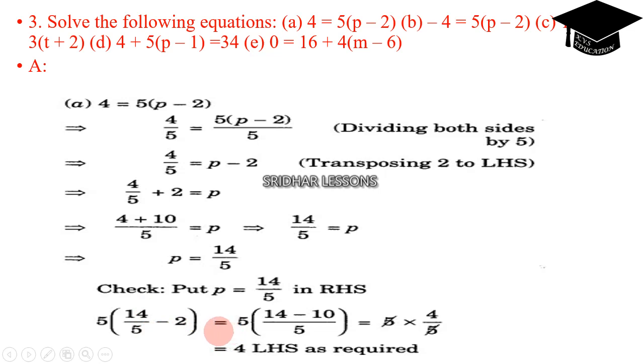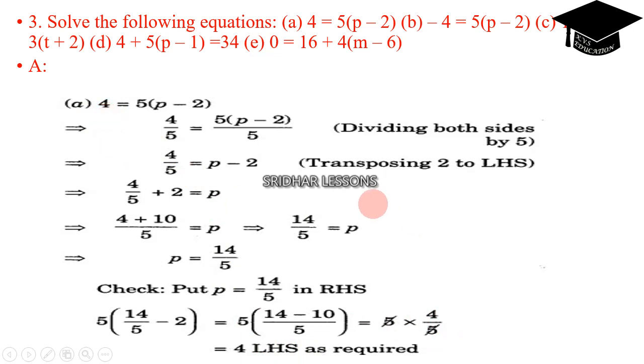Okay. Upon taking LCM as 5, 5 into 14 minus 5 into 2 is minus 10. So 14 minus 10 is what? 4 by 5. 5 into 4 by 5. 5 and 5 get cancelled, which is equals to 4. This is equal to left hand side. Okay.